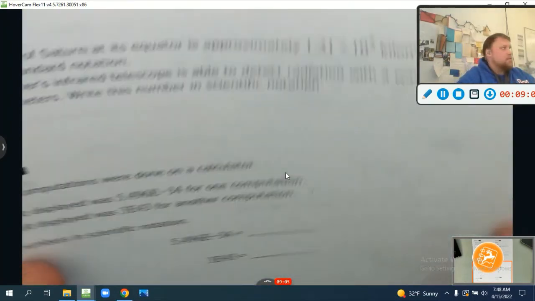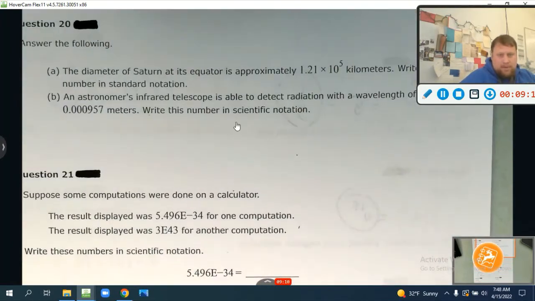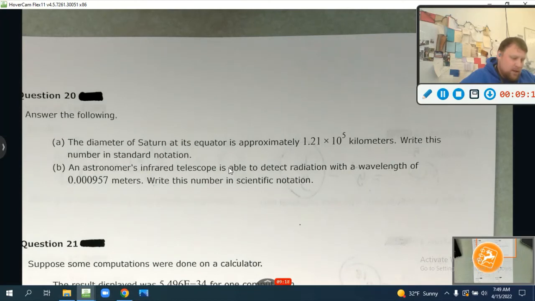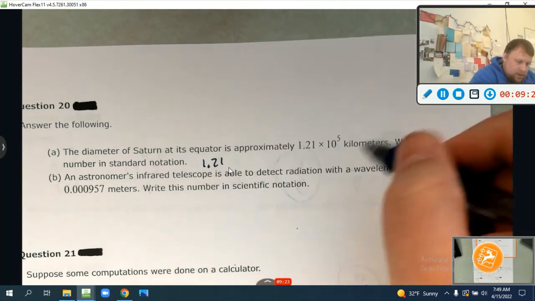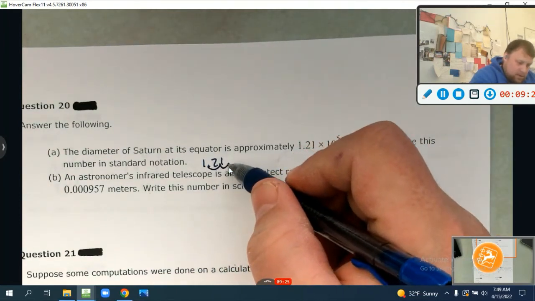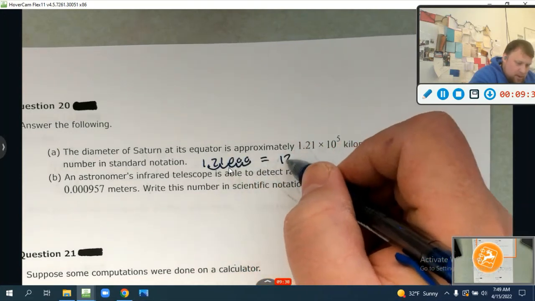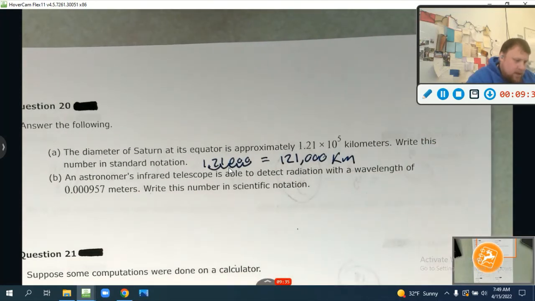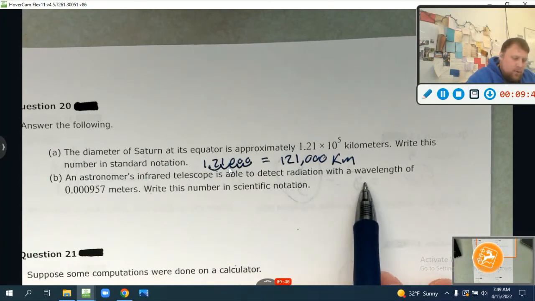Last page. Let's roll. Okay. Let's see what it says here. The diameter of Saturn at its equator is approximately 1.21 times 10 to the 5th kilometers. Write this number in standard notation. That's 1.21, and we're going to go 5 to the right. 1, 2, 3, 4, 5. That equals 121,000 kilometers.